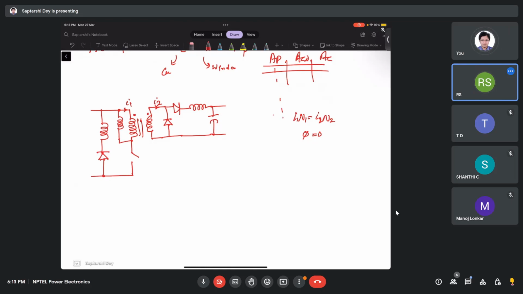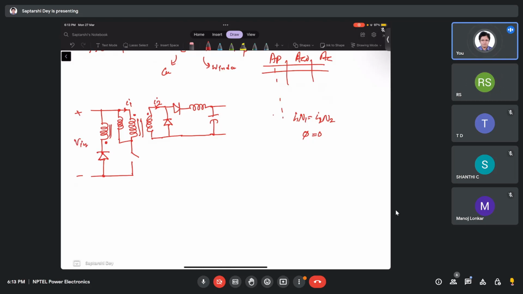Now if we do not have the reset winding, then yes, you are right, the secondary voltage is suddenly very large. Not only that, the whole circuit experiences a large voltage. Ultimately it gets dissipated across the switch. But to avoid that only, we have a reset winding.